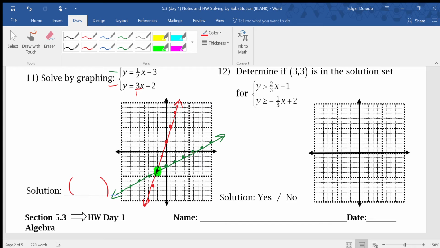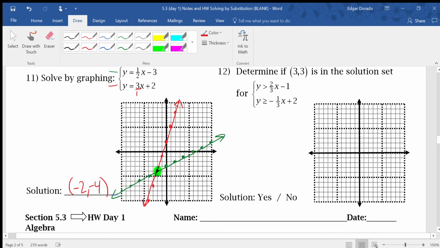So what is that ordered pair? That would be -2, -4. Again, guys, if you wanted to double check to make sure that really is the accurate point of intersection, then you could just substitute those values back in. Okay, so that was solving by graphing these linear equations.